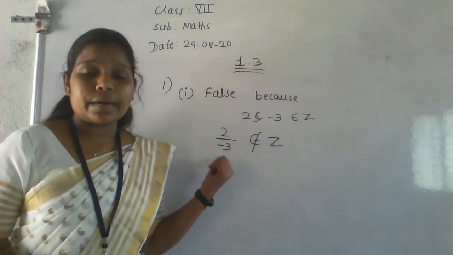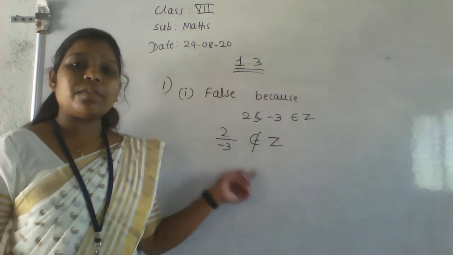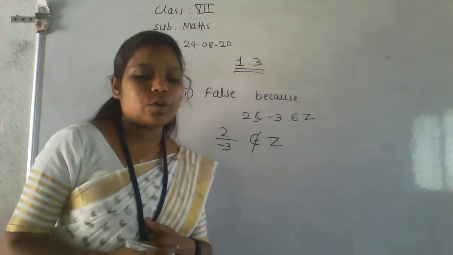It is a rational number. 2 by minus 3 is a rational number, so it is not an integer here. That's why that statement is false here. Okay. So next we'll go for the second one.